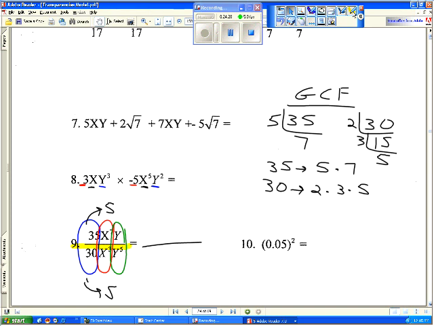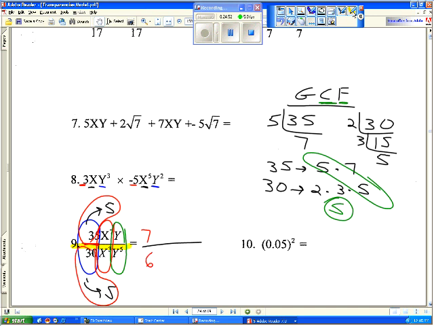Then what do you do? You find the common factors. There's a common 5 they both have. If there was more than one thing you circled, you'd multiply all of those. But there's only one, so your GCF is 5. So we're going to divide them both by 5. 35 divided by 5 is 7. 30 divided by 5 is 6. So we reduce the numbers.